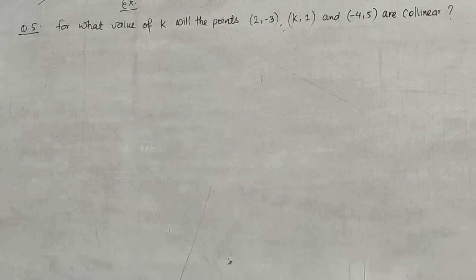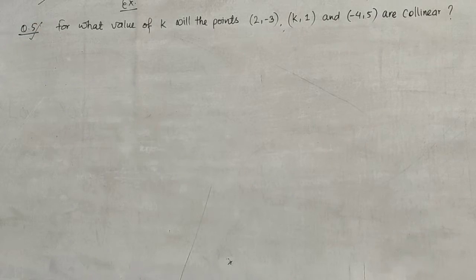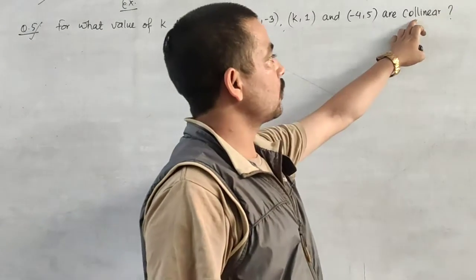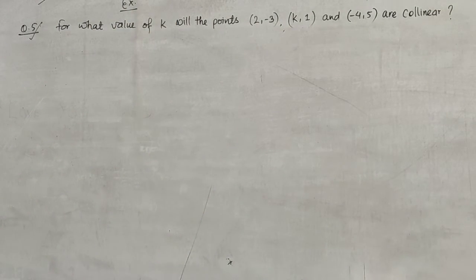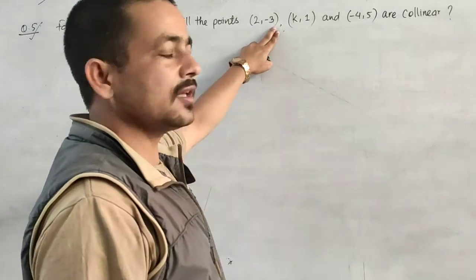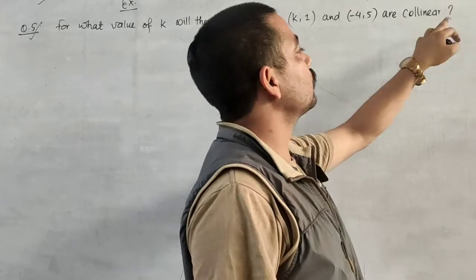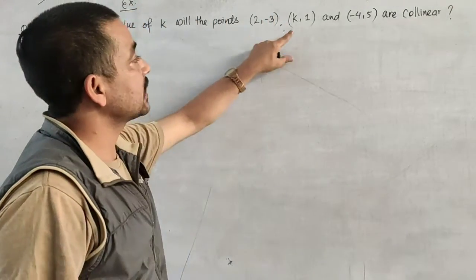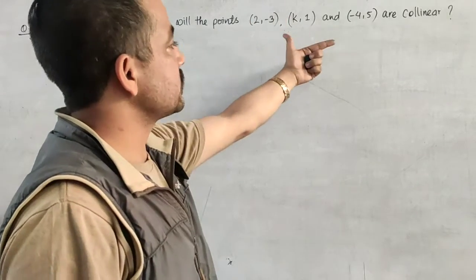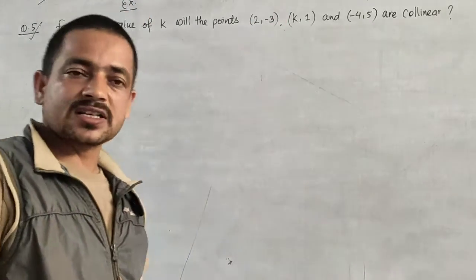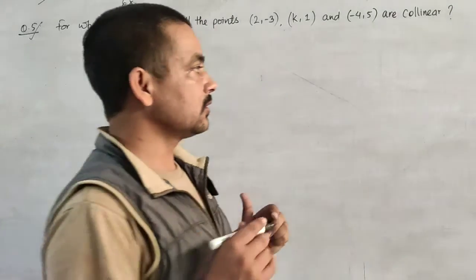Next question, question number 5. It is about collinear. For what value of k will the points (2, -3), (k, 1) and (-4, 5) be collinear? What should be the value of k, given that the following 3 points are collinear? Do you know collinear?